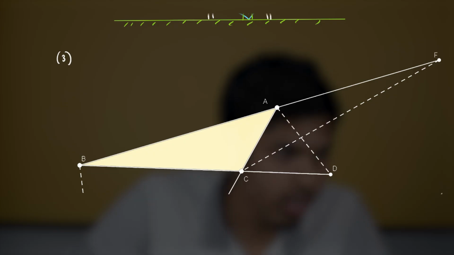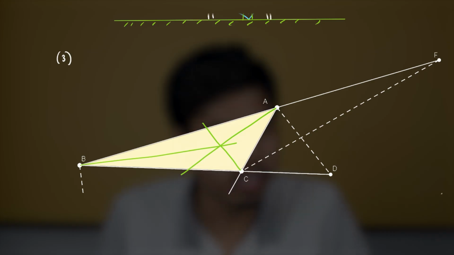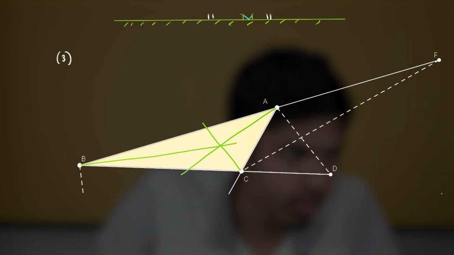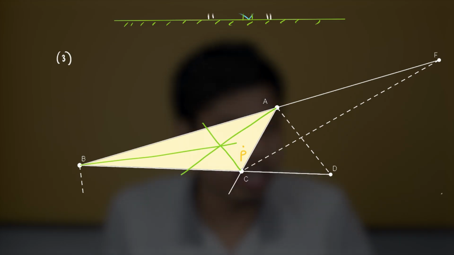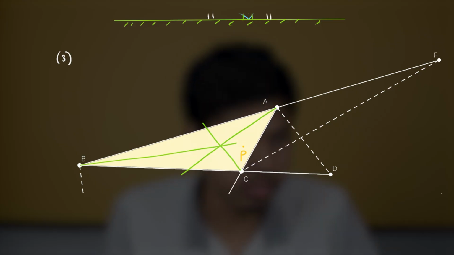So along the internal angle bisector, you have the mirrors placed, and we are considering a random point inside the triangle, say P. And we are going to locate the image formed by reflection about these three mirrors.